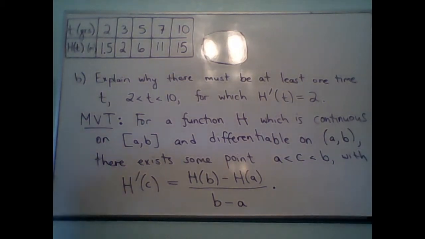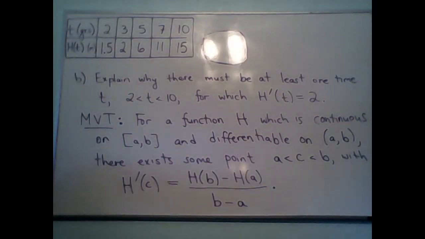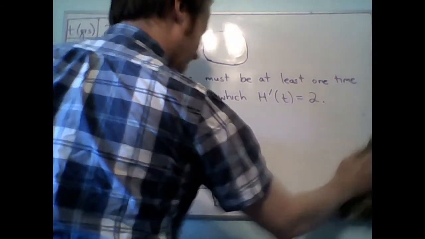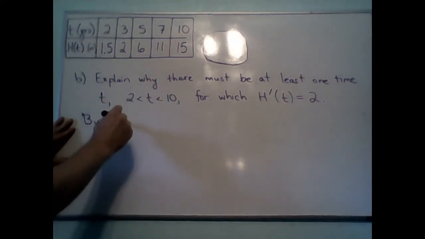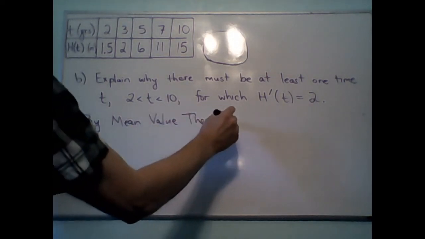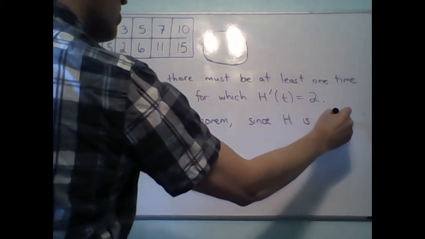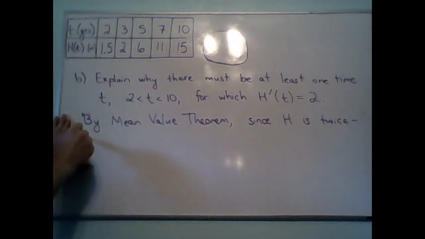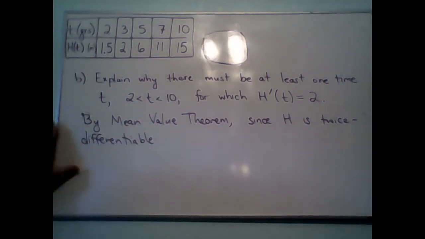And if you know that, then all you'd have to write on this question is the following. Let's take a moment to behold that theorem. Now I'm going to erase it. All you got to write is something like this. By the mean value theorem, and I'll add, since h is twice differentiable, which guarantees that it is both differentiable and continuous on this interval.